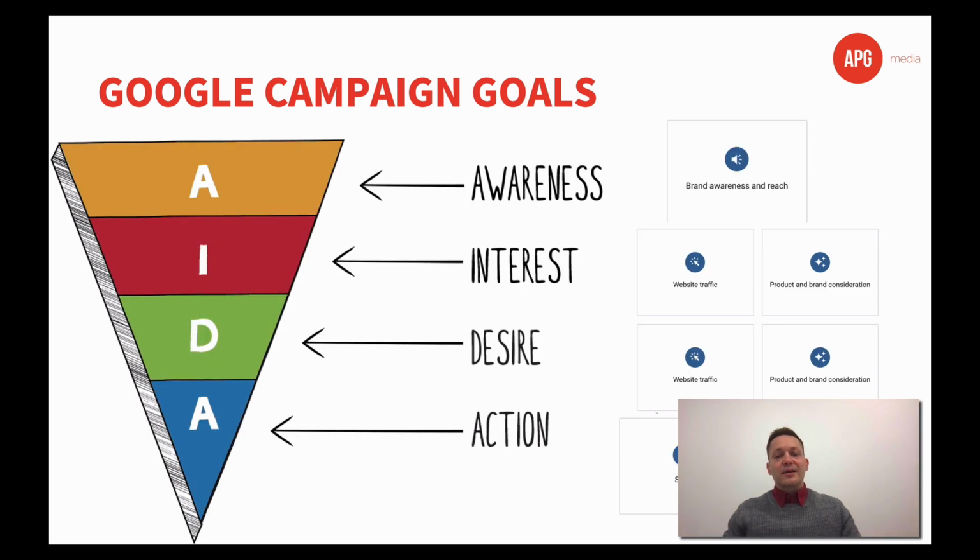Regarding the goal guidance, this is the AIDA model, which you've seen in at least two or three classes that we had previously. The awareness, interest, desire, action model really explains how Google approaches these goal objectives. The brand awareness and reach goal objective is usually used for the very upper funnel, to build awareness of your brand.